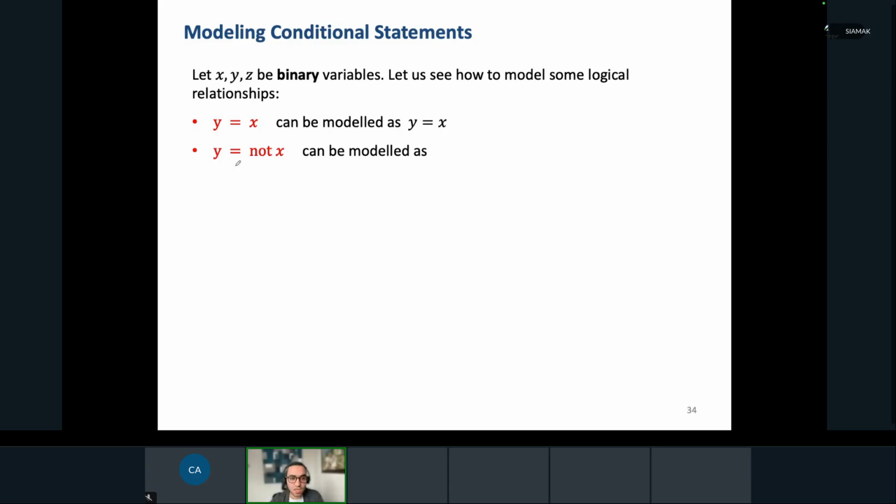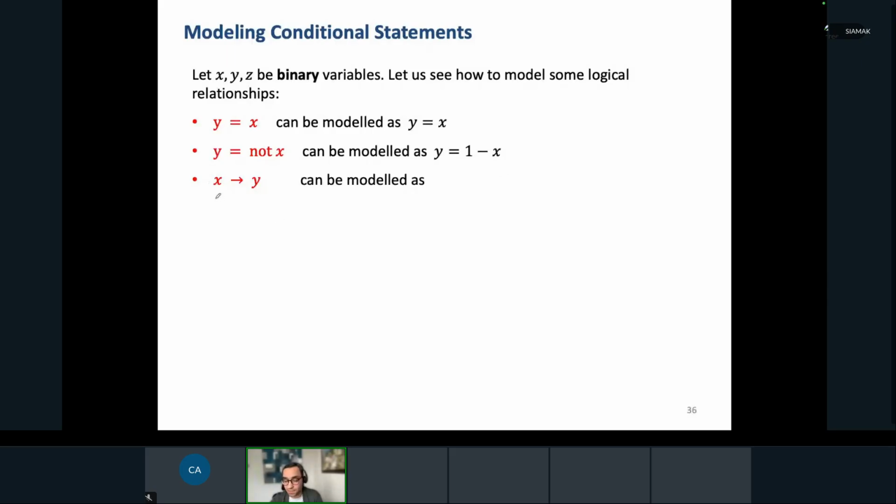When y is not equal to x, when y is equal to 0, you want to make sure that x is equal to 1, or when y is equal to 1, x is equal to 0. Then y is equal to 1 minus x. So when this is equal to 0, this becomes equal to 1. When this is equal to 1, this should be equal to 0.